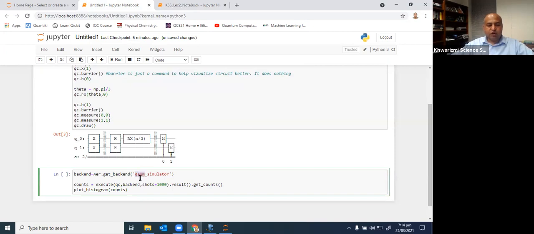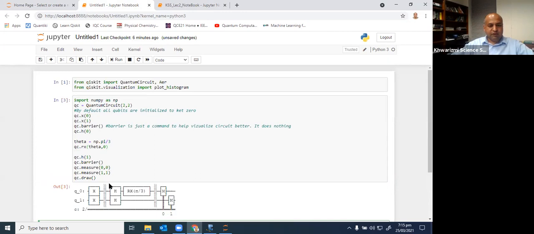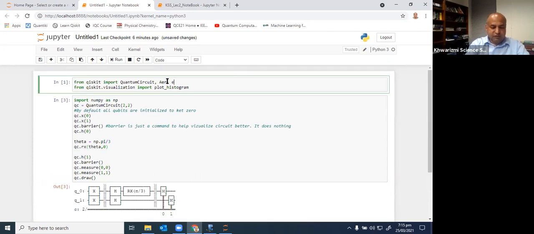This is the QASM quantum assembly simulator. So I'm specifying that Aer is a package which has this simulator inside. From Aer, I'm getting this simulator, and they have used the same backend command because normally you will be using one of the quantum computers' backends. So even for the simulator, the command is still backend. And this simulator is then stored in this backend.